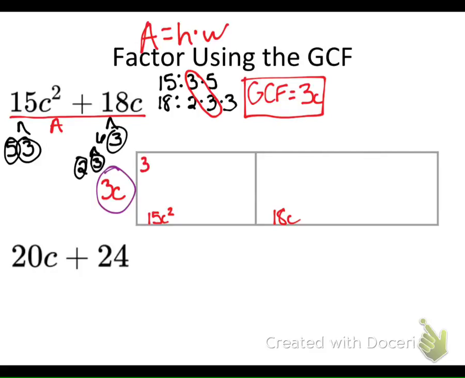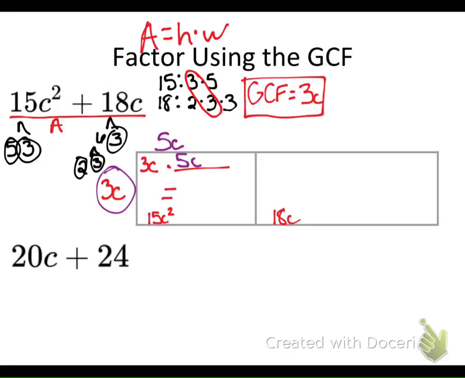So I have 3C times blank equals 15C squared. What times 3 equals 15? 5. And I have a C, but I need another C, so what am I going to have in my width? Another C, right? 5C. All right, 5C. Very good.